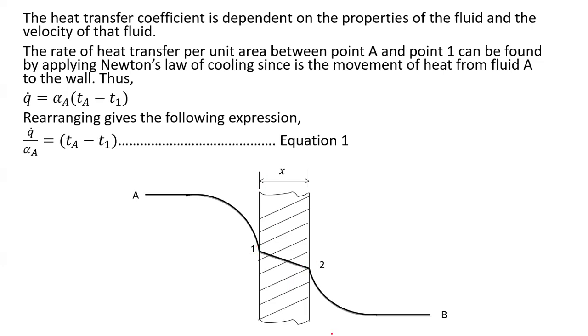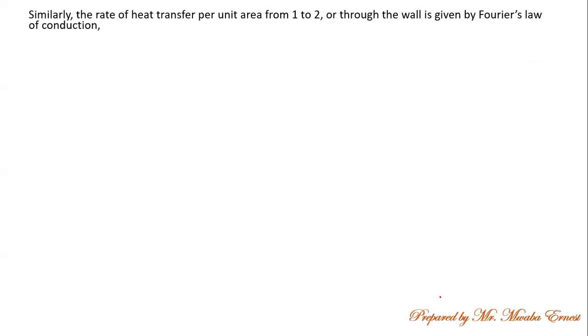When we're done, we'll also consider how heat is going to move from point 2, going all the way to point B. Meaning this is now the outside environment. So for point 1 to 2, this is where I said we're applying Fourier's law of conduction. So I have lambda divided by the thickness, then multiplied by the temperature difference, which is T1 minus T2.